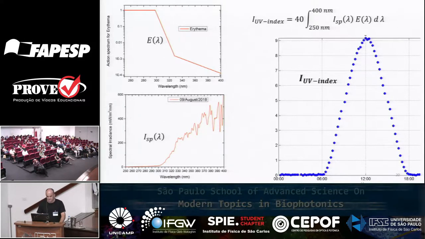and then you can weigh how active your source is in producing erythema. To better understand, the UV index is this measurement. The UV index that you see in the newspapers is only an integration of a spectral range of the sun at different times, weighted by the action spectrum of erythema, and then you can measure this value over the day.